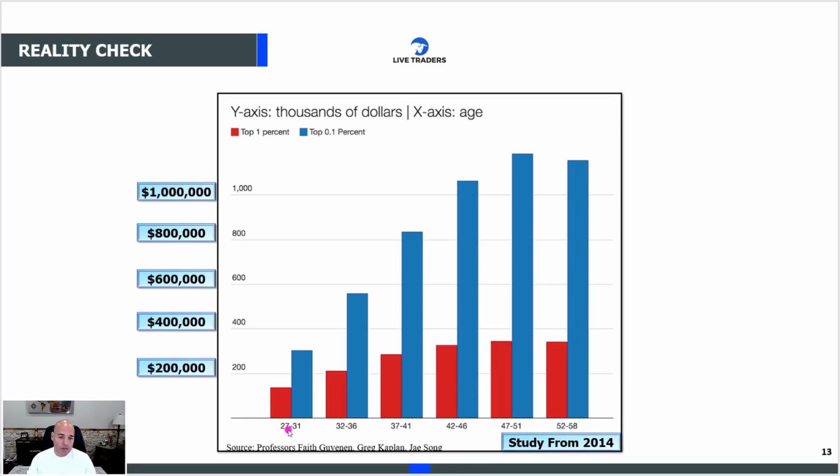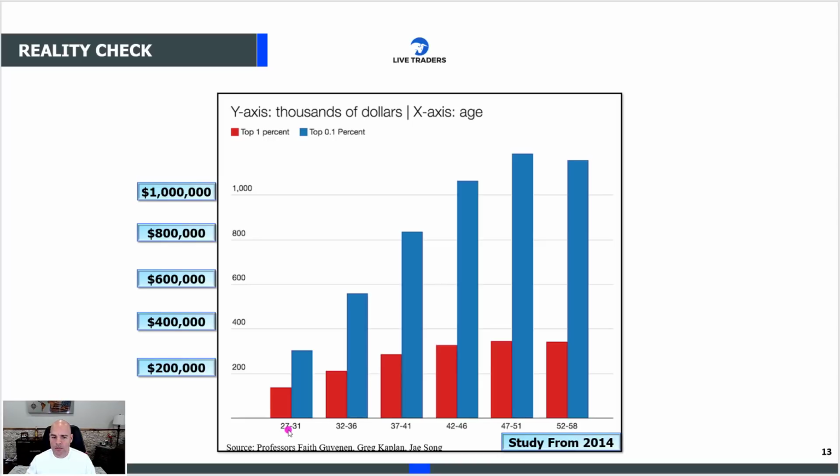Now, obviously, if you live in San Francisco, that number could be higher. If you live in Mississippi, that number could be lower. Okay? This is across the country. So 170 grand, okay? This is income. This is not net worth. This is income, okay? So at 27 to 31 years old, if you make 170 grand, you're in the top 1% for your age bracket.